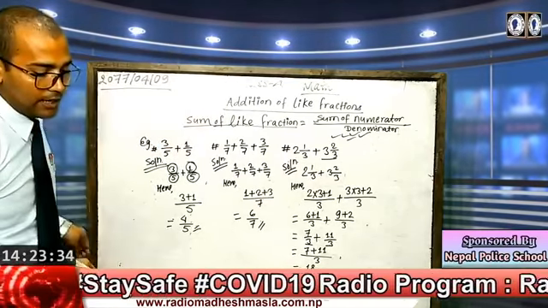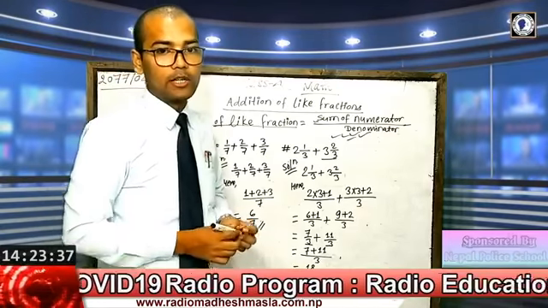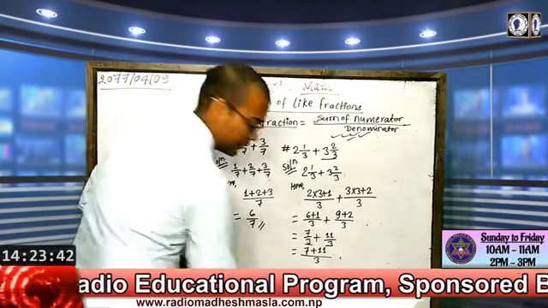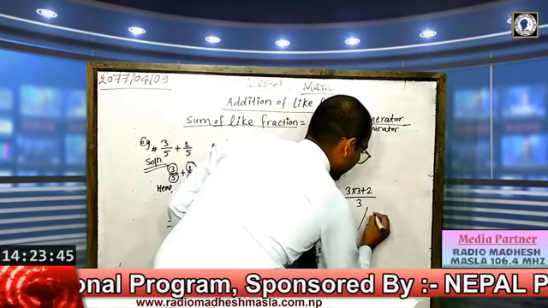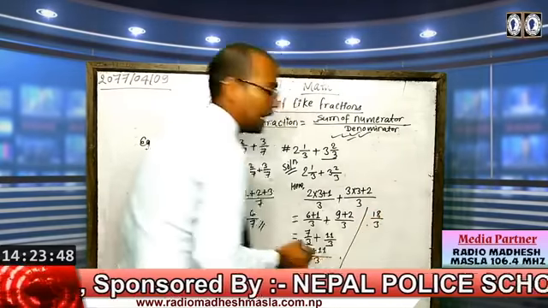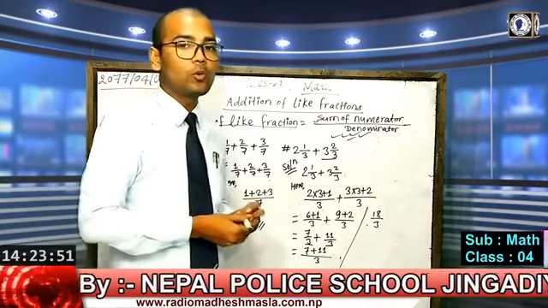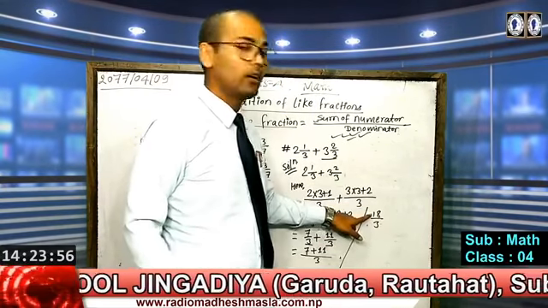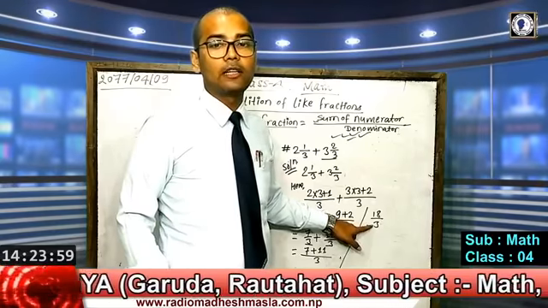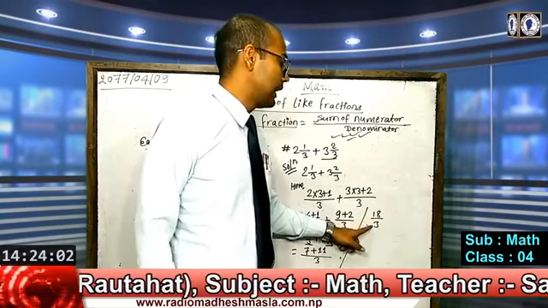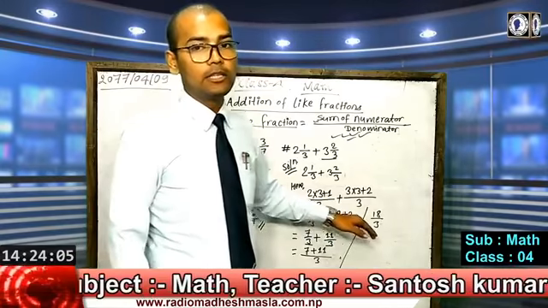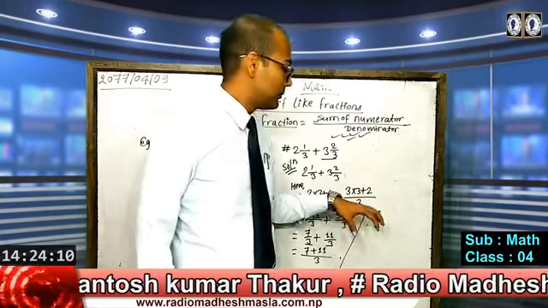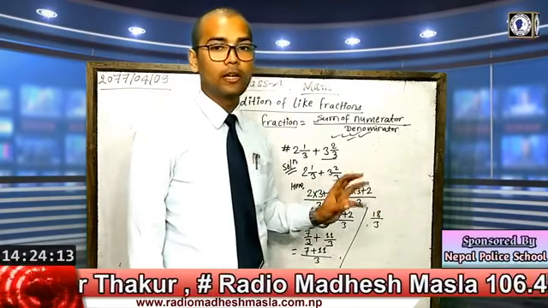When we got the answer, our answer is 18 by 3, which is an improper fraction. Students, be sure that this is an improper fraction, because the numerator is greater than the denominator. The numerator is 18 and the denominator is 3. If this is an improper fraction, we should first try to divide the numerator by the denominator.